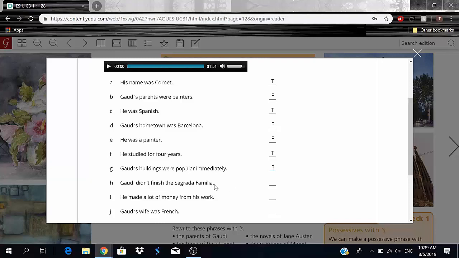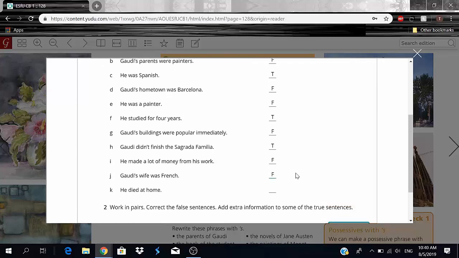Gaudi didn't finish the Sagrada Familia. Okay, and this is true, but he did work on it for about 43 years or something like that. So I. He made a lot of money from his work, and that is not true at all. He was poor all his life. I even remember that one. And finally, Gaudi's wife was French. Not true. He never got married. That's actually sad. Okay. And final one, he died at home. And that's not true. A tram hit him. Pretty sure you guys remember that as well.